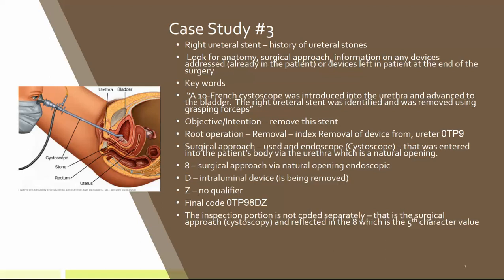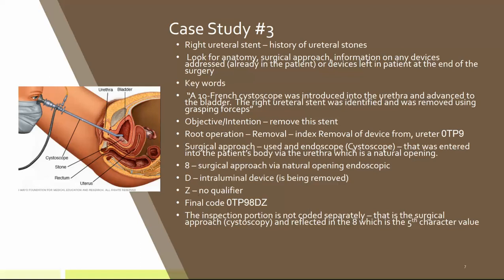This patient has a history of right ureteral stone. When he is wheeled into the operating room, the patient already has a stent in his or her body. The focus of this procedure is to remove this stent. It states in the clinical information, right extraction of JJ ureteral stent and right ureteroscopy.